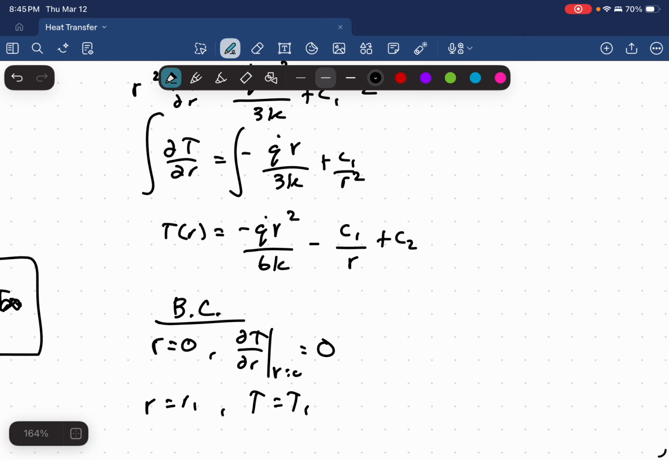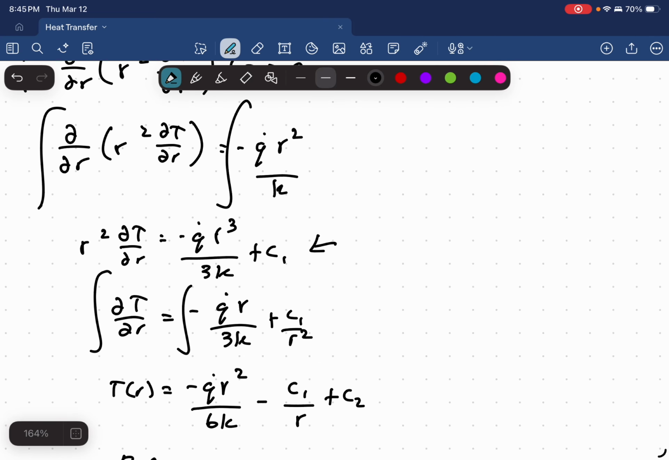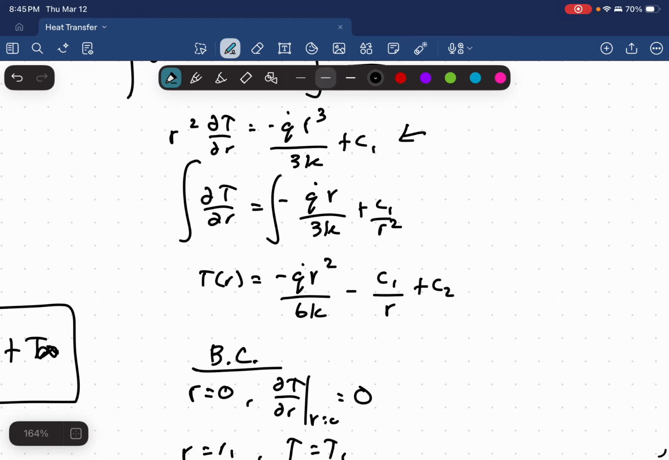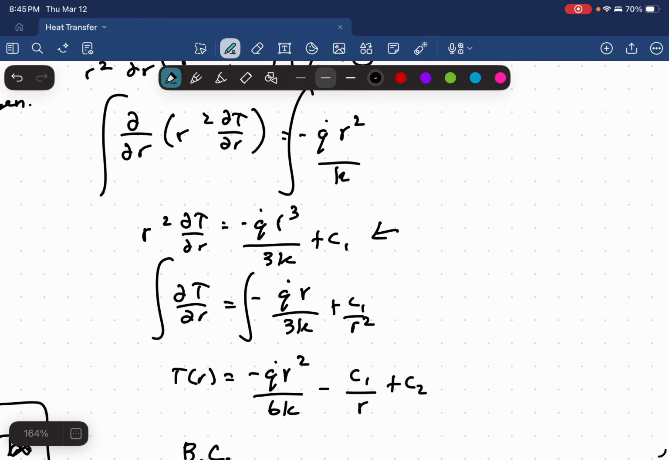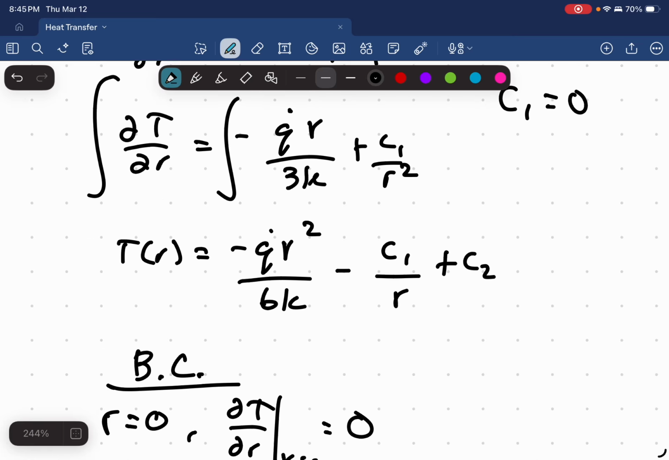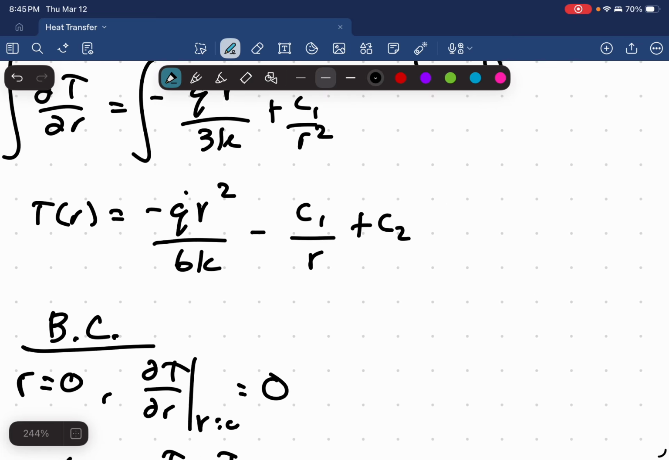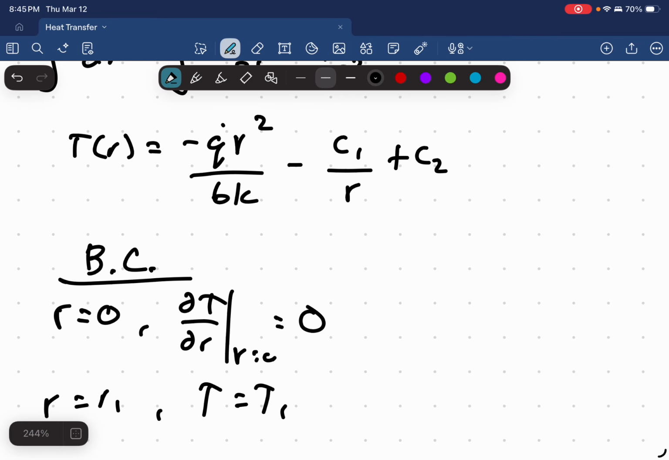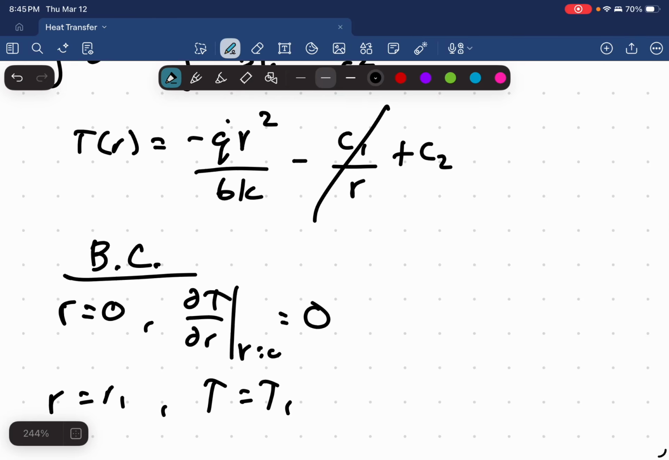Okay. So R is going to be 0 and dT over dr is 0. So that means 0 is equal to 0 plus C1. So C1 is equal to 0. So we don't have a C1. So now we need to solve for C2. So this term can go away.